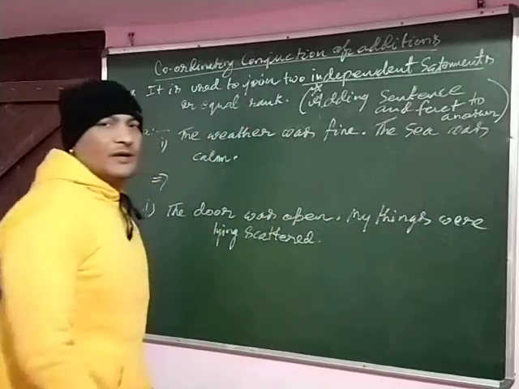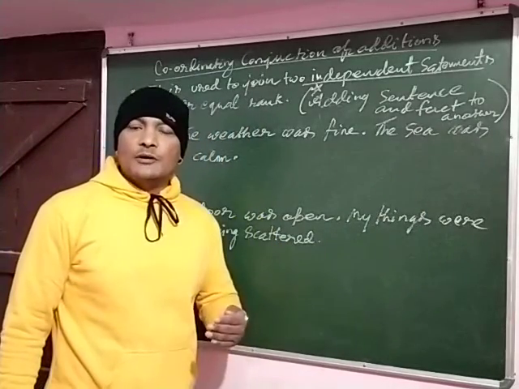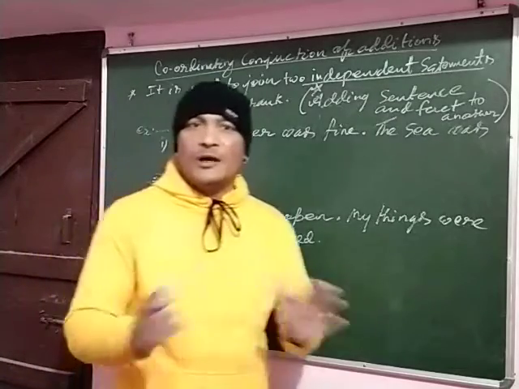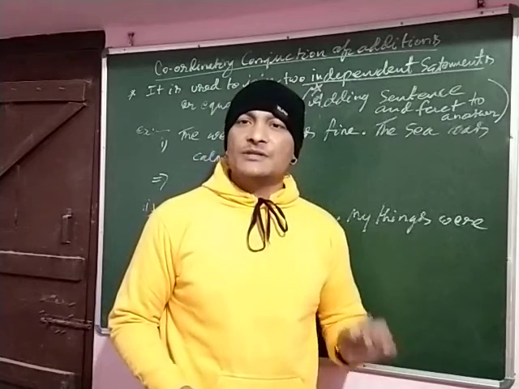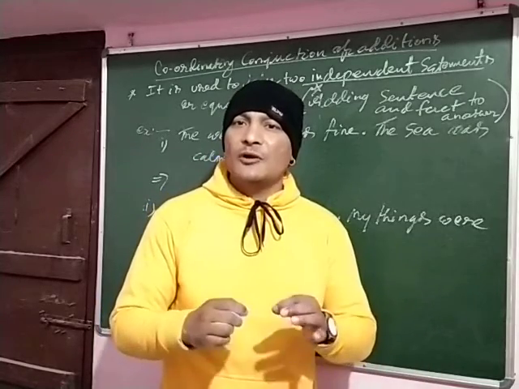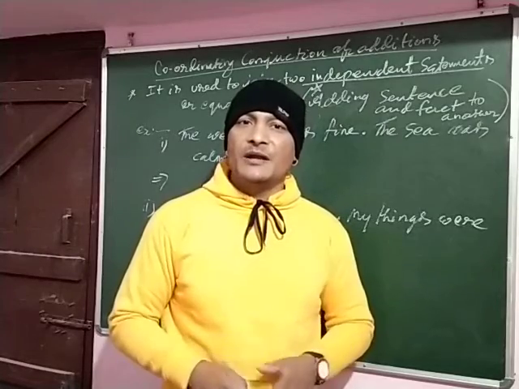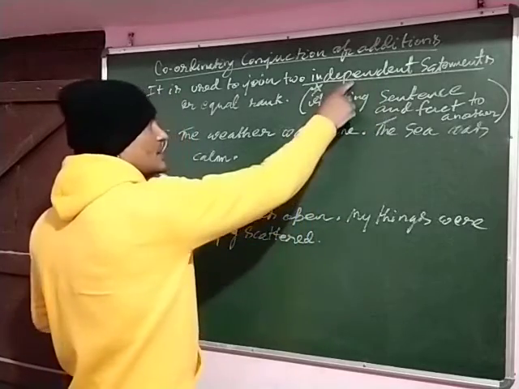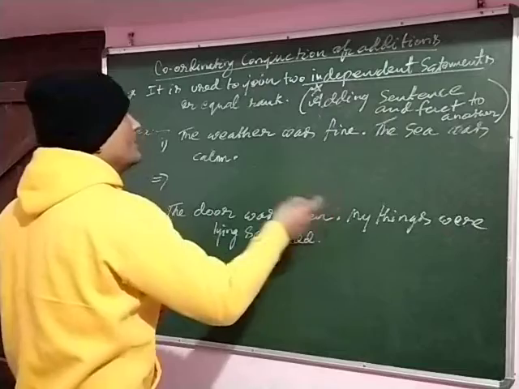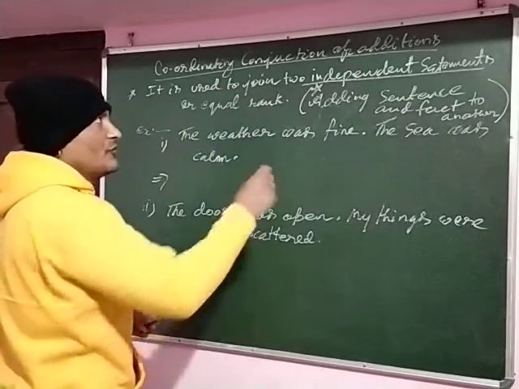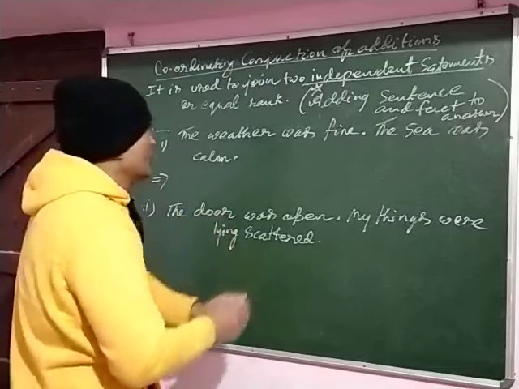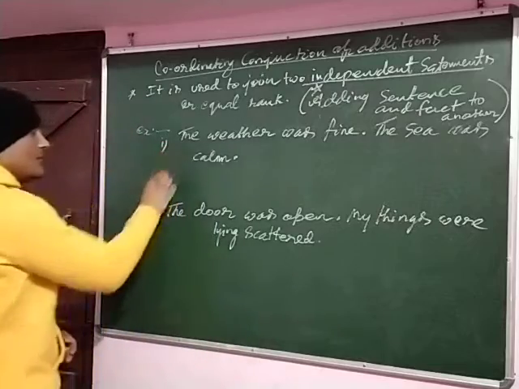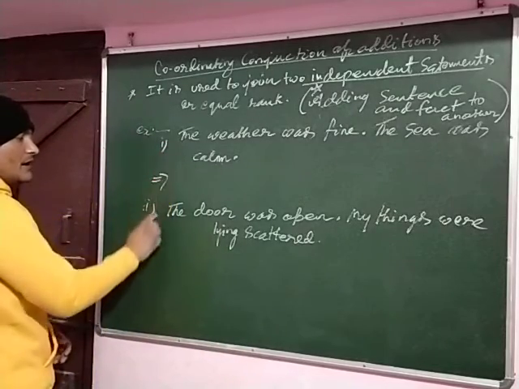Two independent statements. That means they are not dependent on another sentence, having their own subject and verb. That is called an independent sentence. So two different sentences can be joined by using conjunctions. By conjunction words, the independent sentences get joined and form one statement. Here are some examples that I have written, 1 and 2.